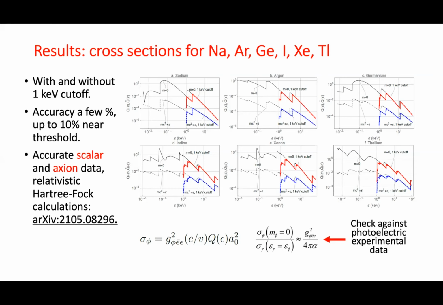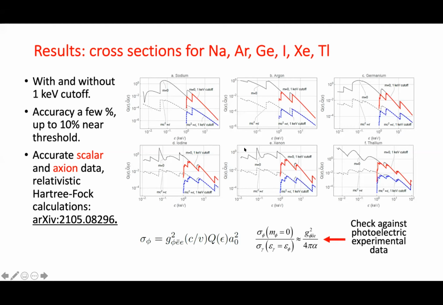But we also know that there is a threshold for detection of electrons. So the blue and red curves are for including the threshold. It's only when the outgoing electron energy is bigger than 1 keV that we count the result. So of course the result will be different in this case, but the difference is basically just a shifted curve, shifted to the initial point of 1 keV. We did calculations for sodium, argon, germanium, iodine, xenon, thallium. So basically the majority of detectors involve only these atoms.